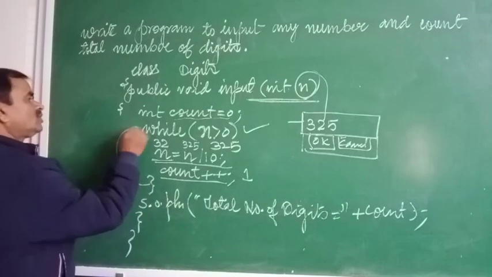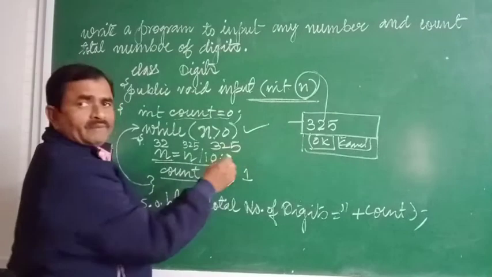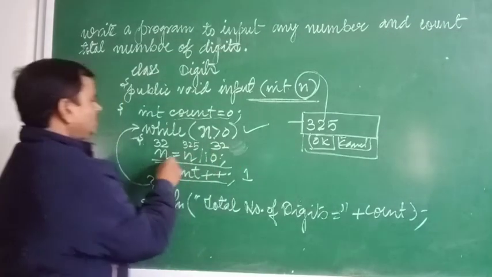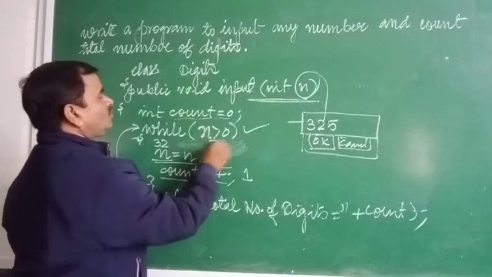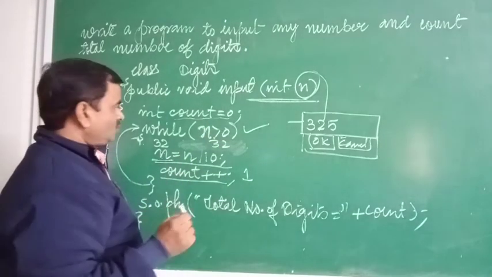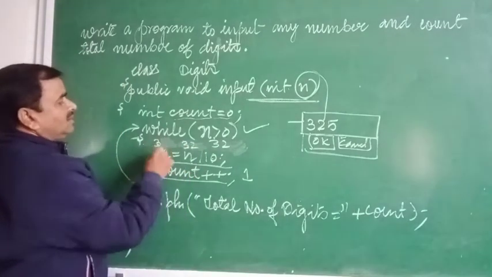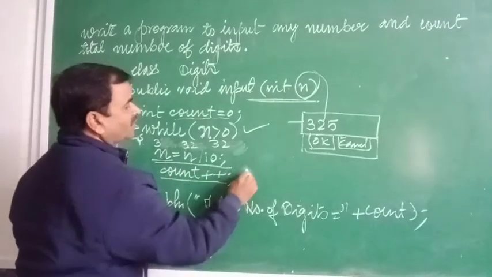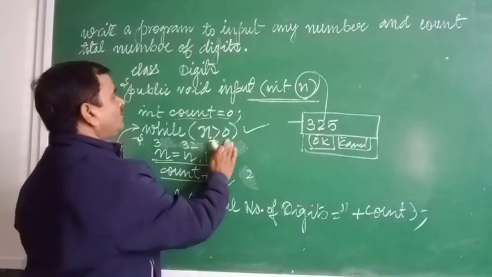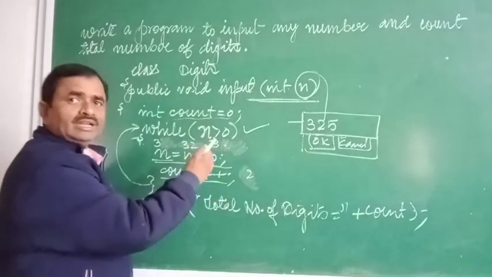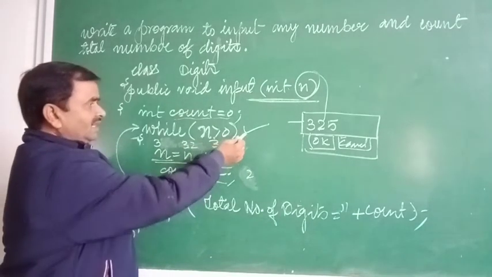Your control will go back to the while loop from this bracket. Here it was 325, but now it is 32 because here it is modified. Okay. So 32 is greater than 0. Condition is again true. So 32 upon 10, the quotient will be 3. Count plus plus. The value of count will be 2. This will again send back to the while loop. The value of n is 3 now. In this case also the condition is true because 3 is greater than 0.